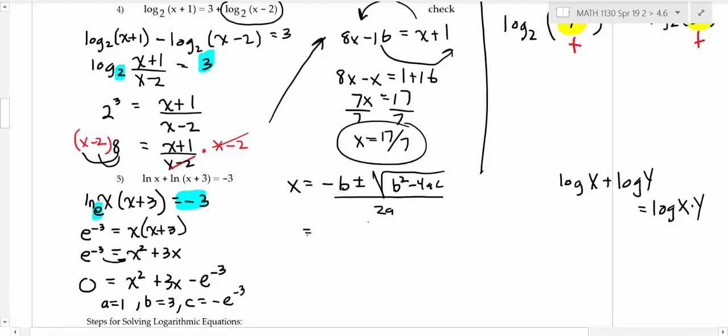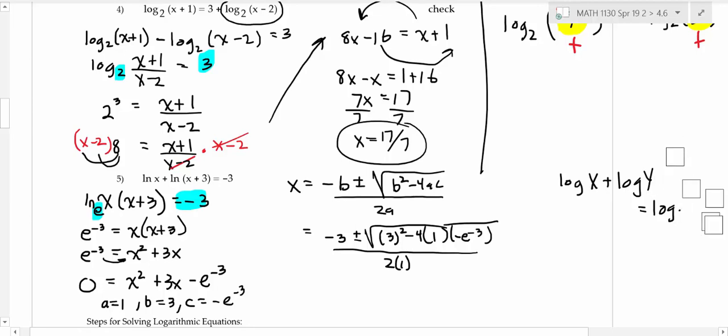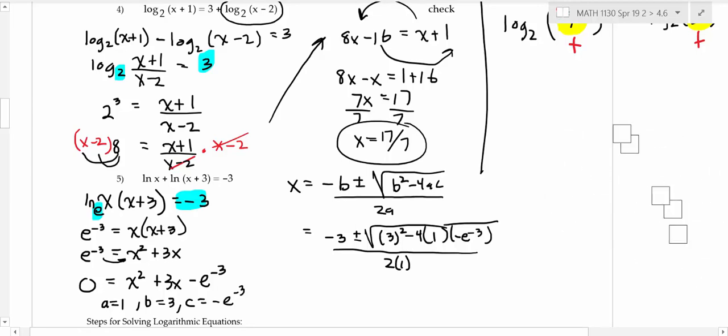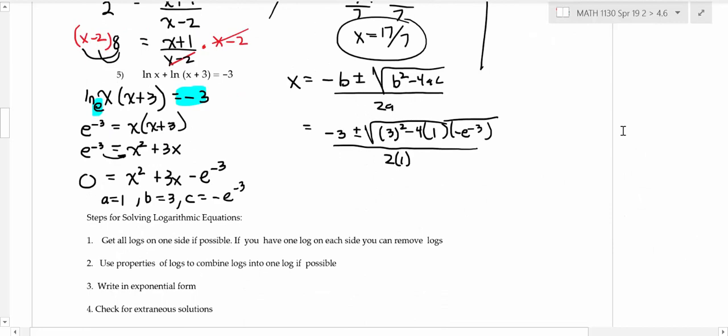So what we'd end up having is negative 3, b is 3, and then plus or minus the square root of 3 squared. Okay, b is 3, so we do 3 squared. And then we do 4 times a, which is 1, and then c is negative e to the negative 3, and I'd just leave it that way. And divide by 2a, where a is 1. So you're going to have to use the quadratic formula and simplify this, and then we'll have to check on this when we get an answer and make sure that we don't take a log of a negative number like we've been doing.